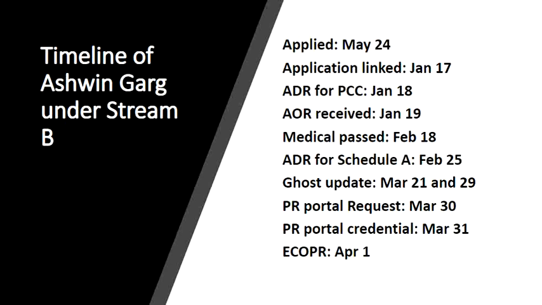Okay, this is Stream B, May 24th. The application was linked on January 17. There was an ADR for PCC within a day's time, and then the AOR was also received within days. So January 17th, application linked, the next day got the ADR, and the very next day got the AOR. Now, this was not all done, because the first ADR was on January 18th, and then there was a second ADR for Schedule A on February 25th, almost a month later. After a couple of ghost updates, there were PR confirmation credentials, and within a day he got the ECO PR on April 1st. So this is pretty fast.